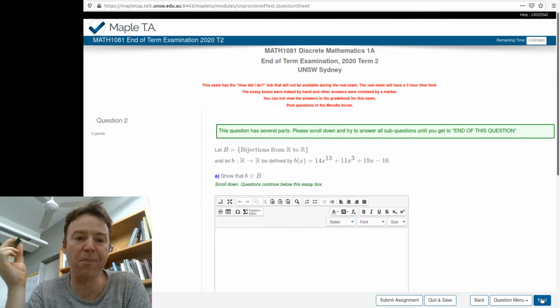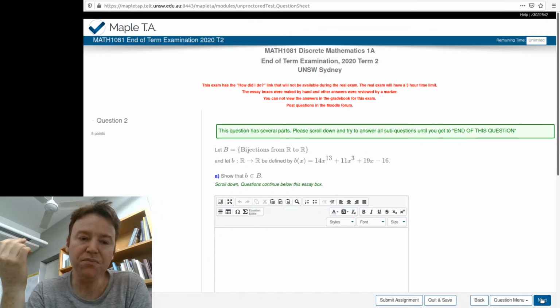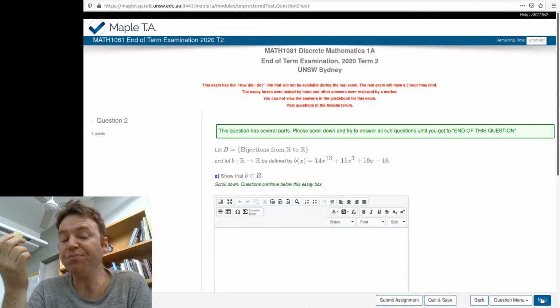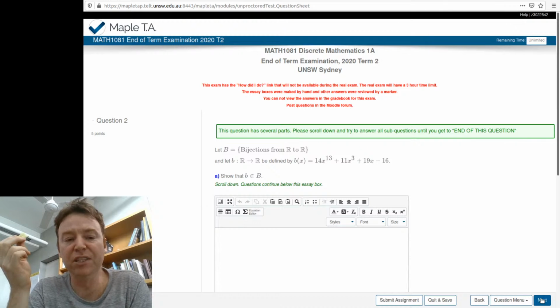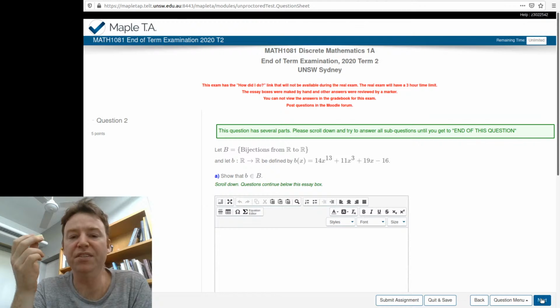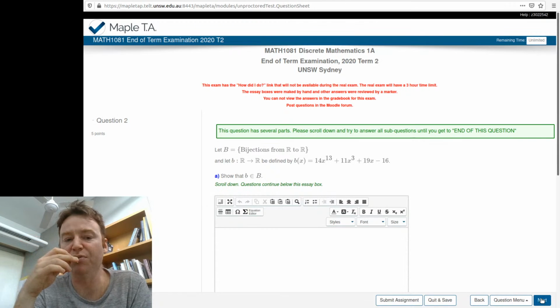Let's do this. This question. Let B be the set of all bijections from the real numbers to the real numbers. That's a lot of stuff. All possible bijections from real numbers to real numbers. There's a lot of things in there. And then we have a little b, which is a polynomial from R to R. Show that this is a bijection from the real numbers to the real numbers.